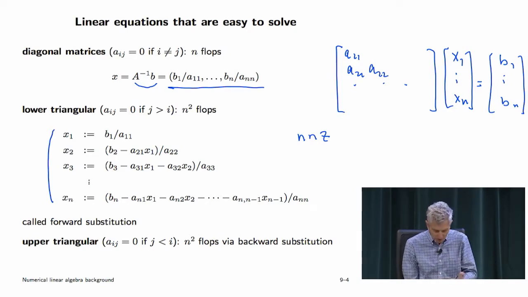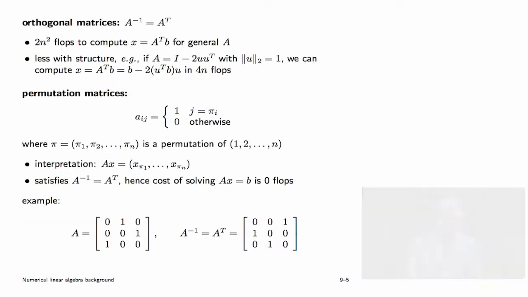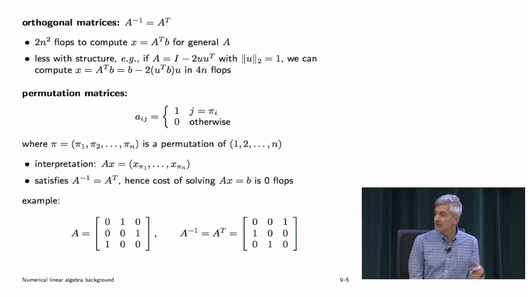Don't worry, we're going to assemble all these things in a minute. So that's upper triangular, lower triangular, diagonal. Another one would be orthogonal. If a matrix is orthogonal, then computing A inverse B is the same as A transpose B. So it's just a matrix-vector multiply, order n squared in general. But it turns out it actually depends how the orthogonal matrix is stored.